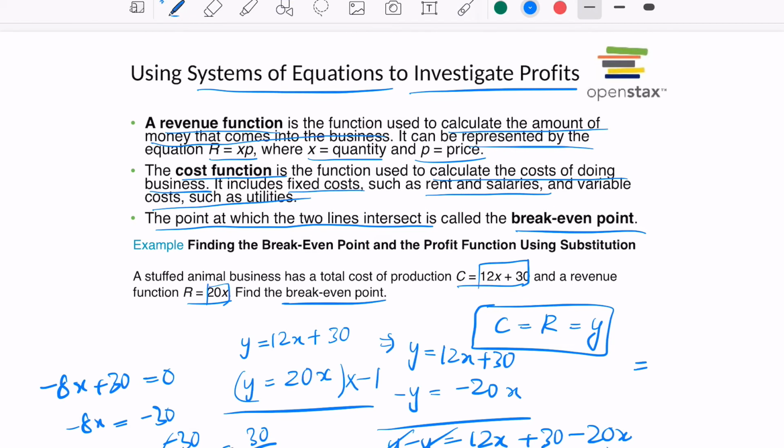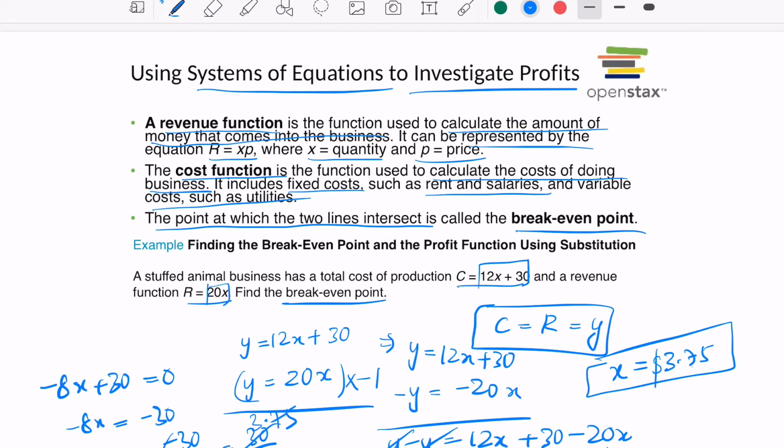So 30 by 8, 8 3s is 24. We have 6 left, and 8 7s is 56, 4 left, so you have 3.75. So x equals 3.75. Here we are talking about the break-even point. So the break-even point here is the cost and revenue, so this is the money, so 375.